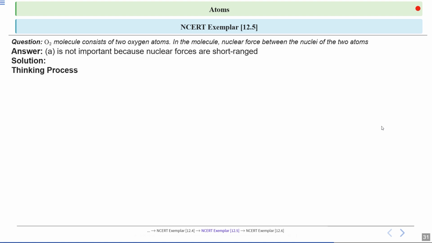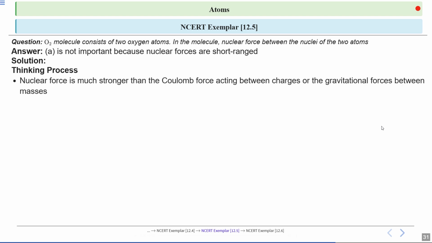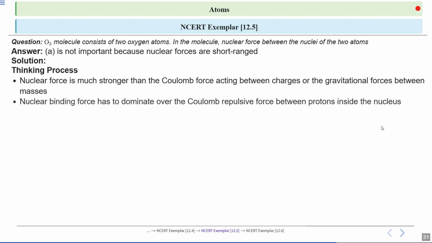Let's start our thinking process. Remember, nuclear force is the force that holds protons and neutrons together inside the nucleus. It's much stronger than other forces like the electric force or gravity. Nuclear force is indeed much stronger than Coulomb's force, which is the force between electric charges, and also much stronger than gravity, which acts between masses.